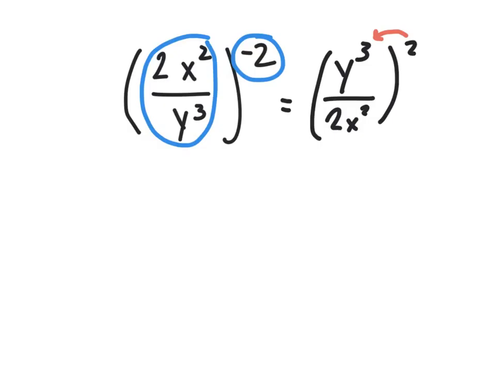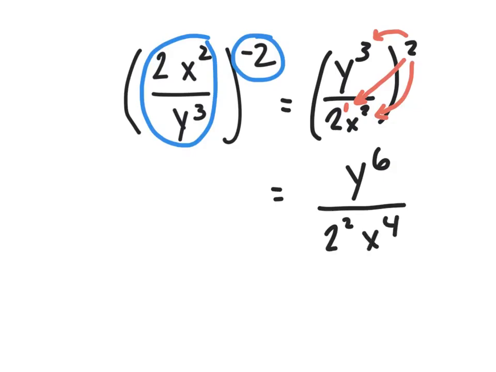Apply the power on top, so we're going to multiply those exponents. Apply the power to the x squared, we're going to multiply those exponents. And remember there's a little 1 here, and we're going to apply the power to that 1. And so it looks like this is going to end up being y to the 6th, because 3 times 2 is 6. 2 squared, because 2 times 1 is 2. And x to the 4th, because 2 times 2 is 4.